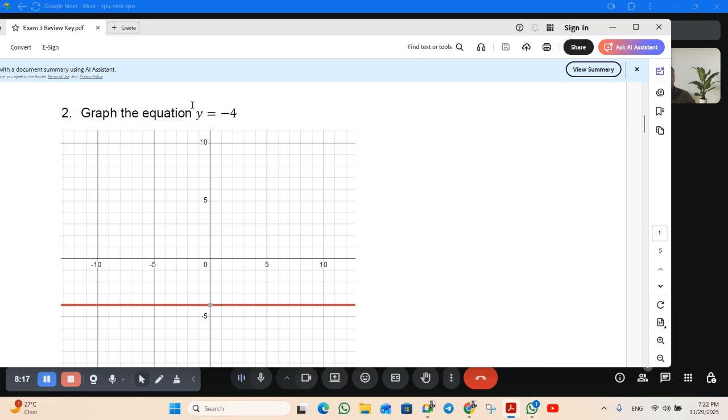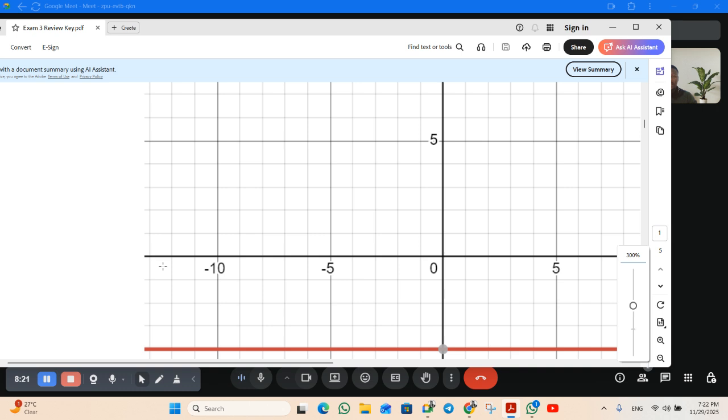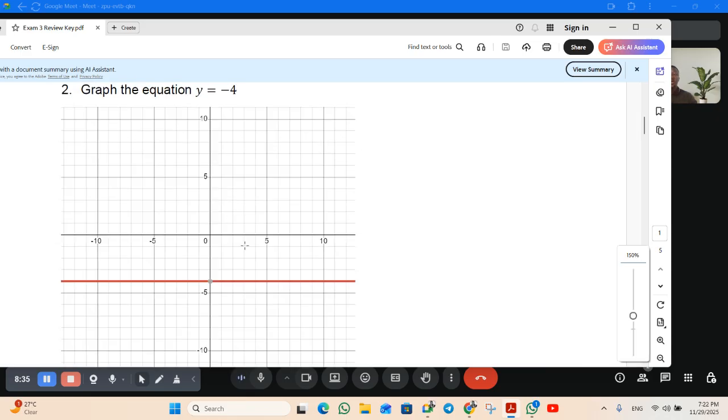Now, if it was x equals negative 4, we'll go on the x-axis, we'll count 1, 2, 3, 4. That'll be negative 4. I will draw a vertical line, not a horizontal this time, a vertical line, and that will be our answer.